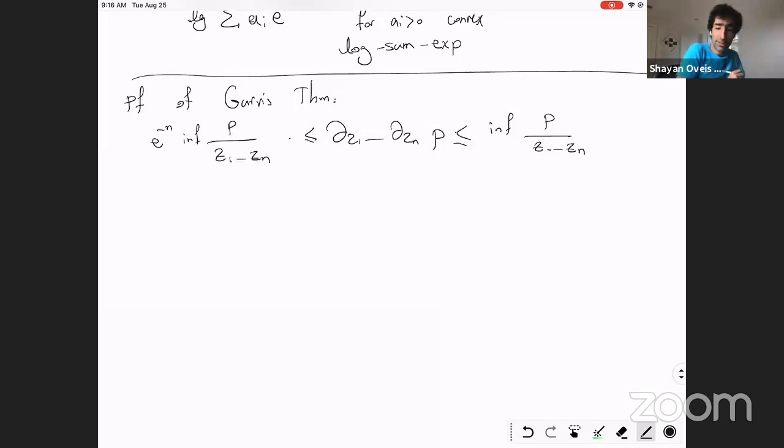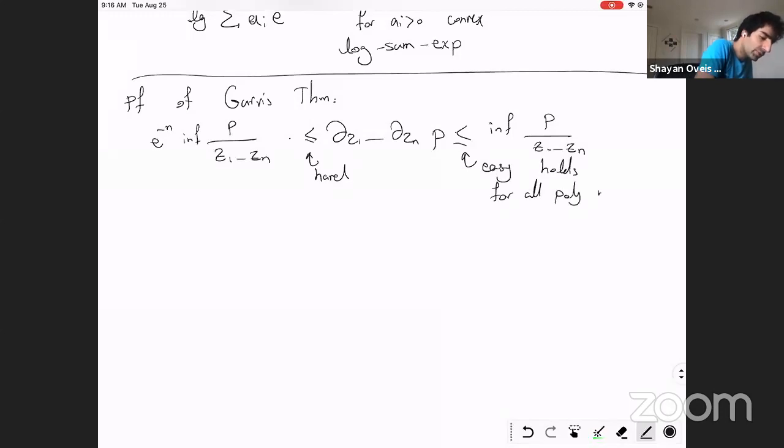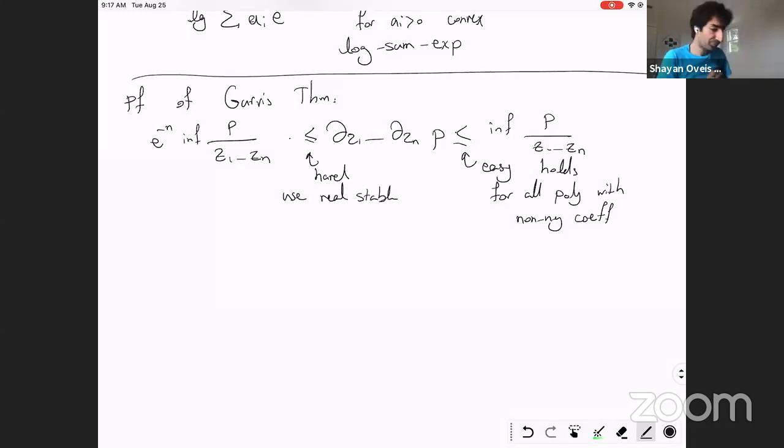Now there are two sides to this inequality. The right side is sort of the easy side, and the left side is the hard side. The right side holds for all polynomials as long as they have non-negative coefficients. And the left side uses real stability. Now let's start with the right side. How would you prove the right side?